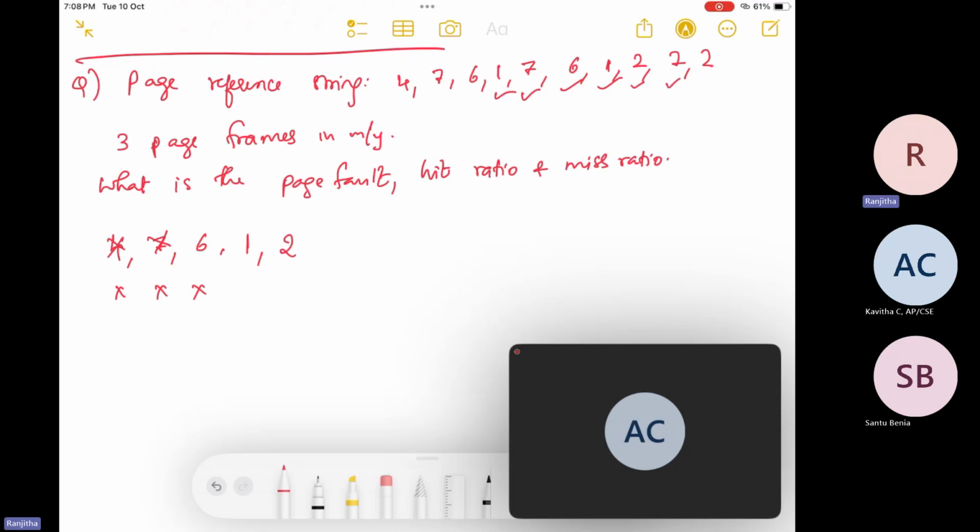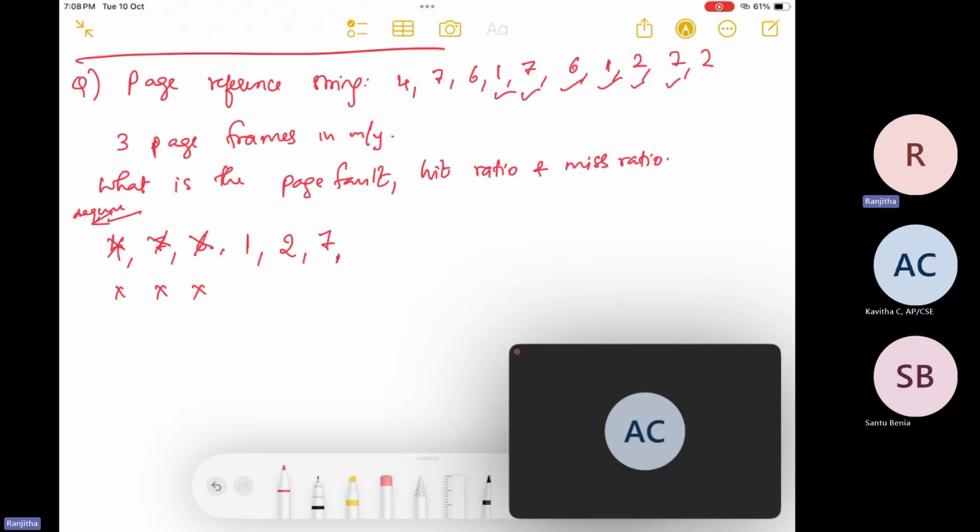Now again when 7 is referred, 7 is not there. So there will be a page fault followed by a replacement. 6 is replaced because it is first in first out, right? So in the queue now 6 is in the front. So 6 will be removed and 7 will be brought in. Now, when 2 is referred, 2 is already present. So, we are done with the reference.